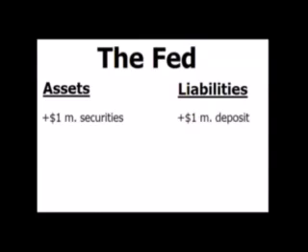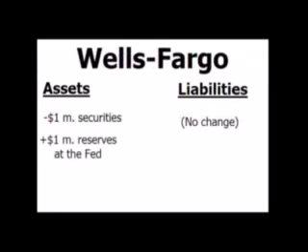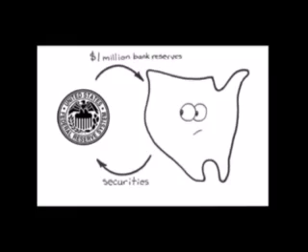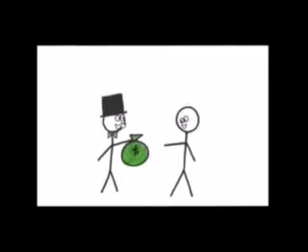Wells Fargo also sees a change in its asset mix, with $1 million less in government securities but $1 million more on deposit with the Fed. The big difference is that $1 million in securities can't be loaned out, but $1 million in bank reserves, or at least some fraction of it, can be lent out. With the open market purchase, the Fed has injected $1 million into the economy, plus whatever additional effect from the lending of the excess reserves, making this expansionary policy.